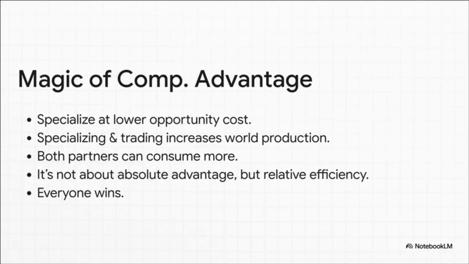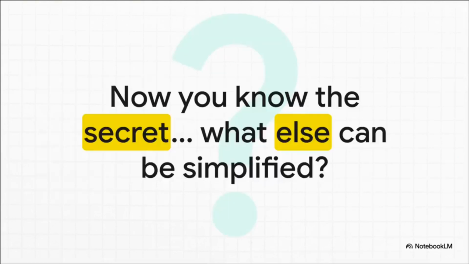The total amount of stuff in the world increases. Both countries can end up with more than they could have possibly made on their own. It's not about being the best at everything. That's a different thing called absolute advantage. This is about being relatively more efficient. And in this system, everyone can win. So now you know the secret. You've cracked the code of comparative advantage. And it kind of makes you wonder, doesn't it? What other big, complex ideas in economics are actually way simpler than they seem?